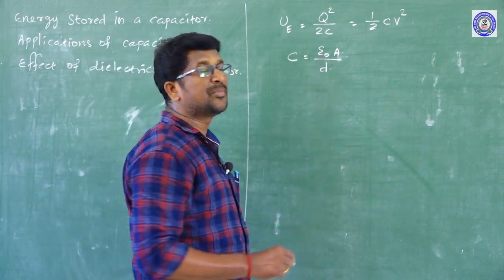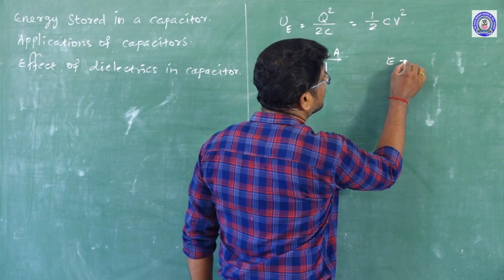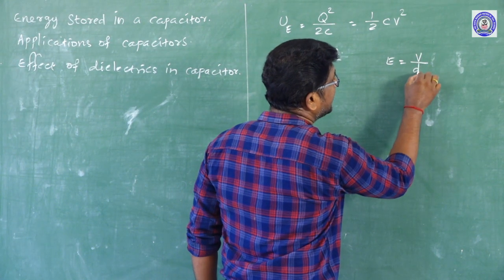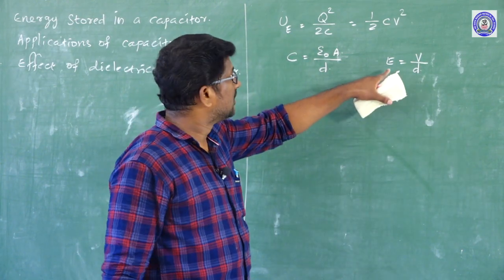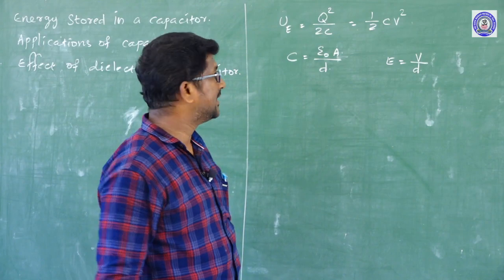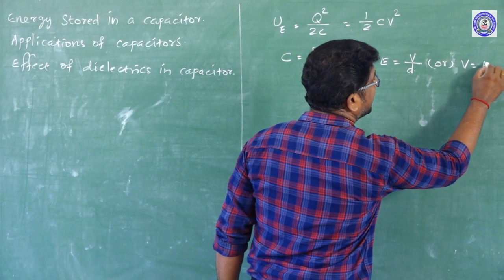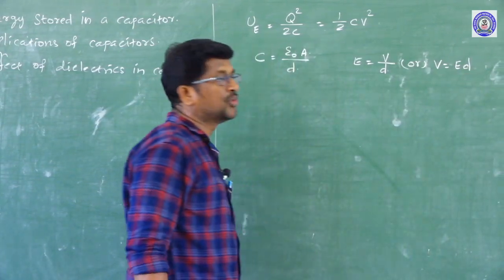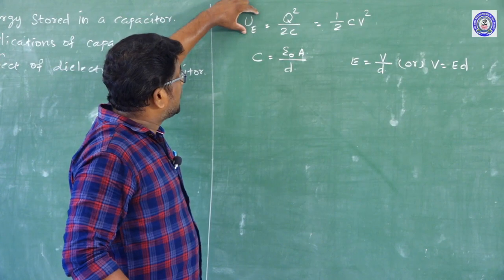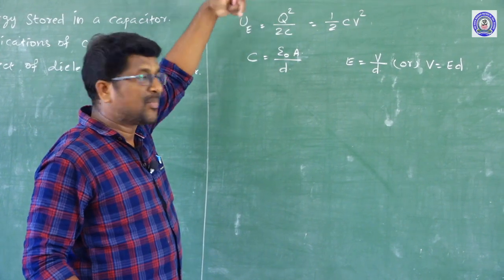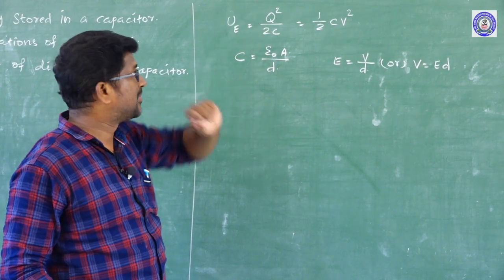There is a relationship between potential difference and electric field, that is E is equal to V divided by D. The relation between electric field and electric potential is E is equal to V divided by D, or V is equal to E into D, right. Already I told that the electrostatic energy is stored in the capacitor. That energy is stored where the electric field exists in the capacitor.